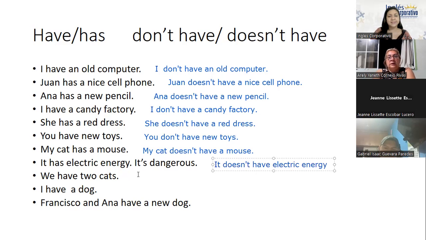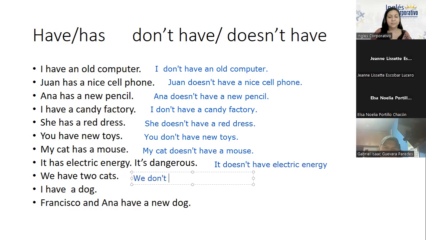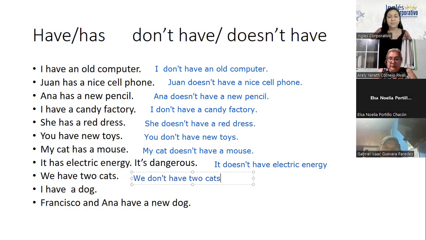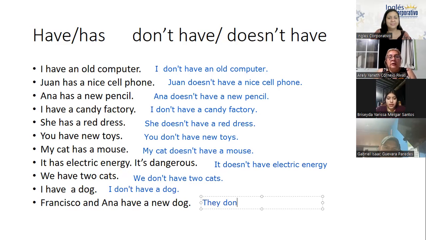We have two cats. We don't have. I have a dog. I don't have a dog. Francisco and Anna have a new dog. Francisco and Anna don't have. They don't. I want it simple. Okay, they don't have a new dog.